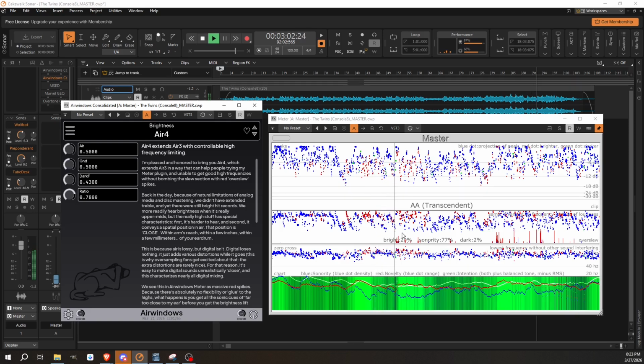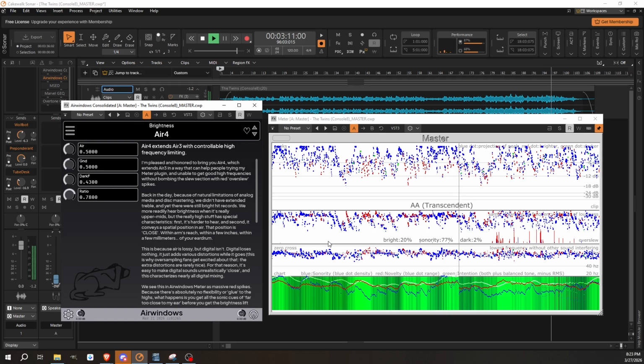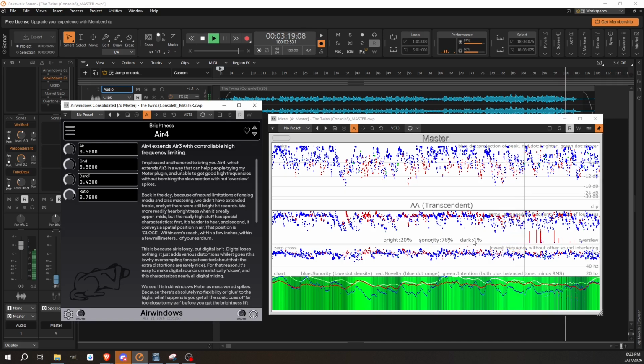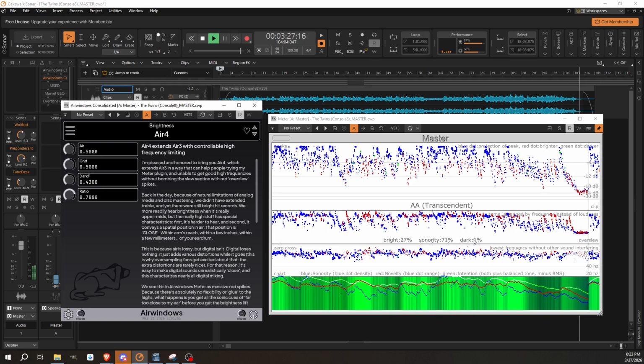All right, now this isn't about adding brightness. It's about optimizing soundstage depth and giving the high mids a texture. And it often has the effect of boosting the sonority rating in meter, which you can see right here. There's bright, sonority, and dark. I like to think of it as sort of microtransient landscaping. Anyway, this is the way I do it.